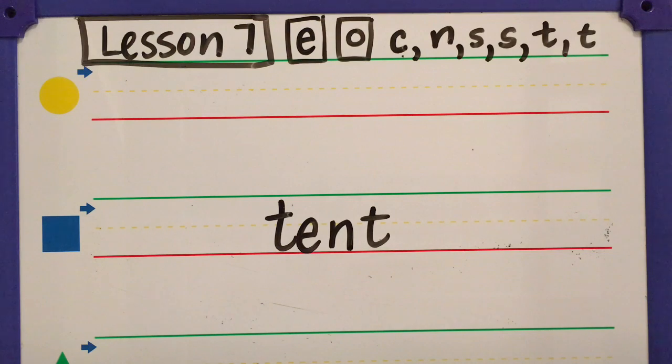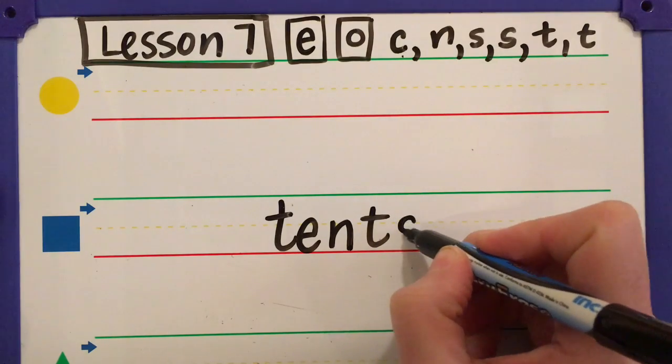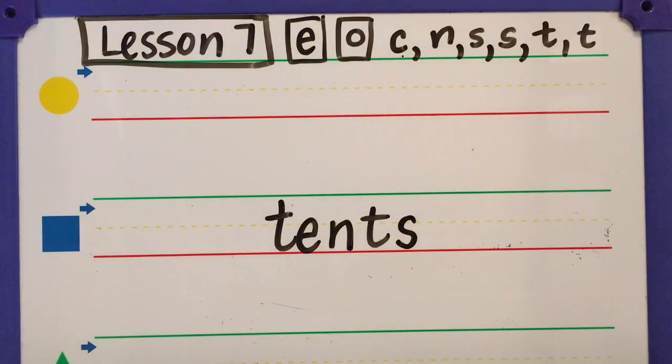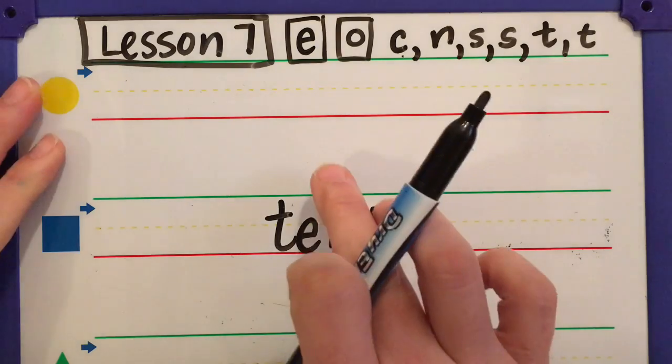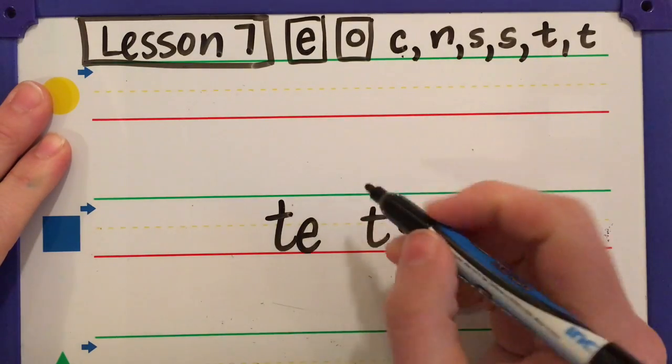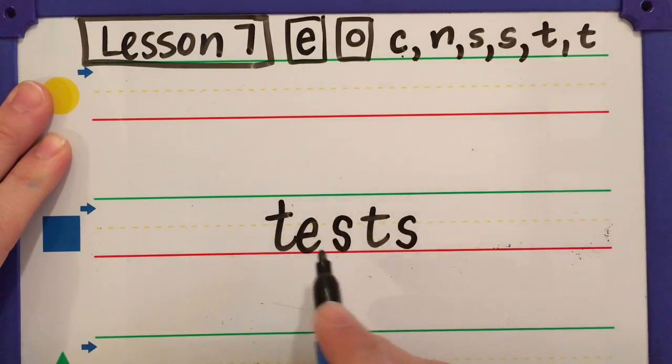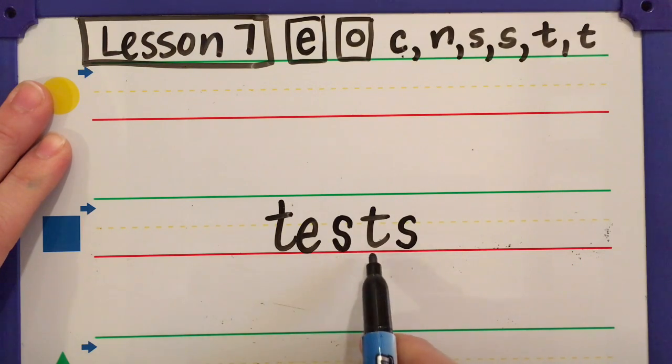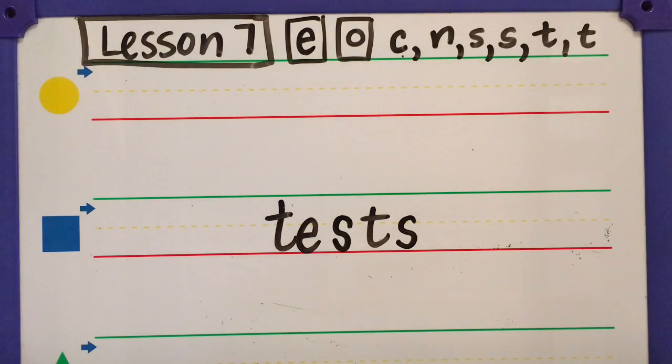Now, in order to make the next word, I'm going to be adding one letter to make the word tents. To make that word, I just need to add the S to the end of the word tent to make the word tents. Our next word is the word tests. Tests. Okay, changing the N to an S. T-E-S-T-S. More than one test would be tests.